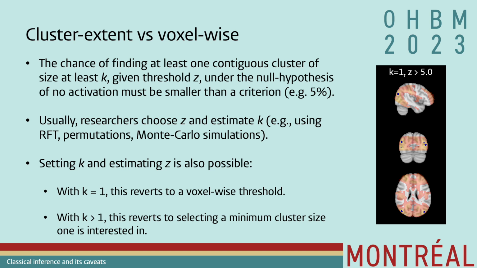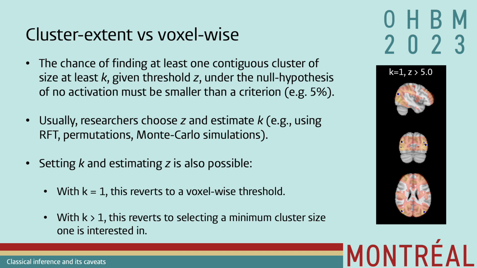So usually we decide on a threshold z and we estimate the appropriate k value, for example using random field theory, permutations, or Monte Carlo simulations. But it's also possible to set k, the minimum cluster size, and estimate z, as long as these random field or permutation approaches, the chances of finding a contiguous cluster under the null hypothesis, still hold.